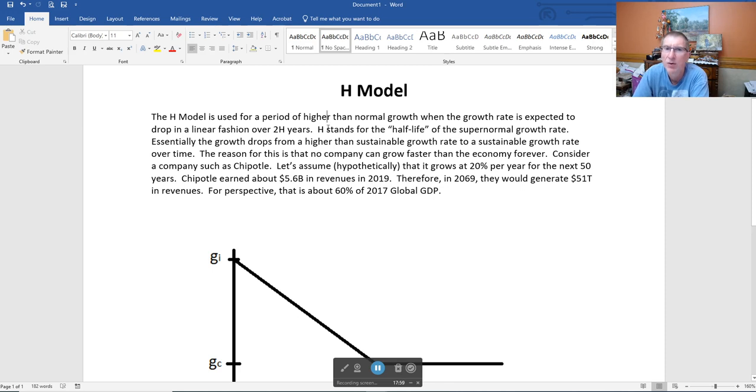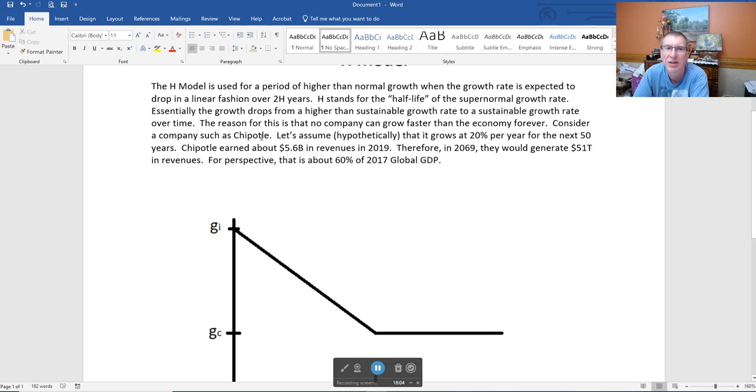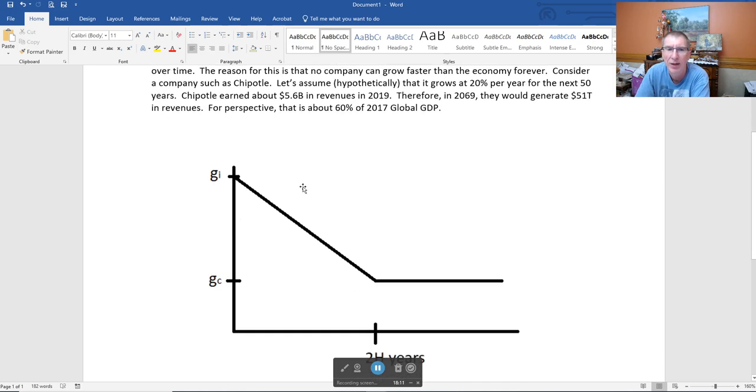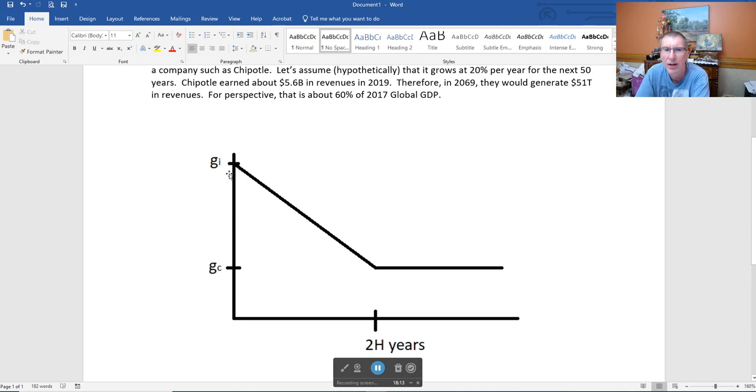The H model is used for a period of higher than normal growth, when the growth rate is expected to drop in a linear fashion over 2H years. H stands for the half-life of the supernormal growth rate. So here you can see a diagram. Growth is up here, maybe that's 15%, maybe it's 20%, whatever it's growing at. And I assume that over the next, let's say 10 years, that the growth is going to drop to 2 or 3%. This drop is linear, and that fits the H model.